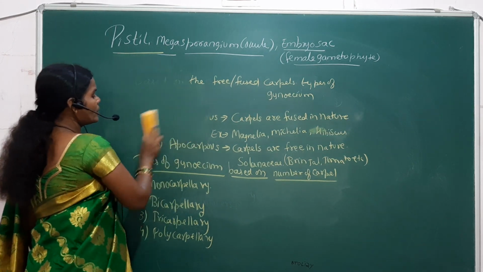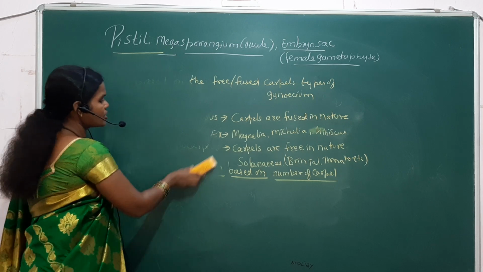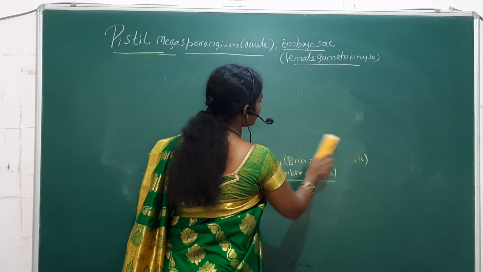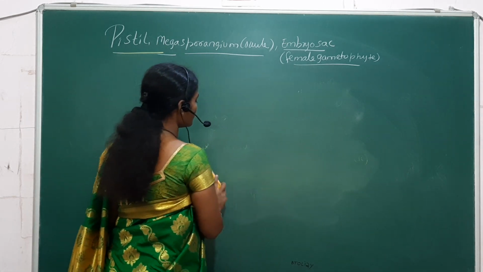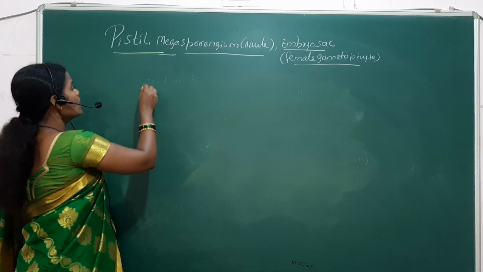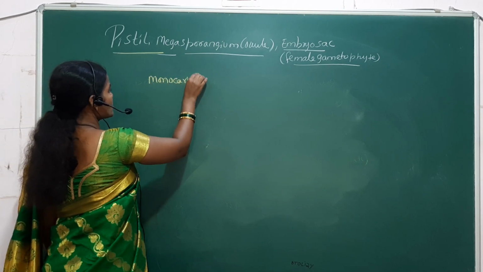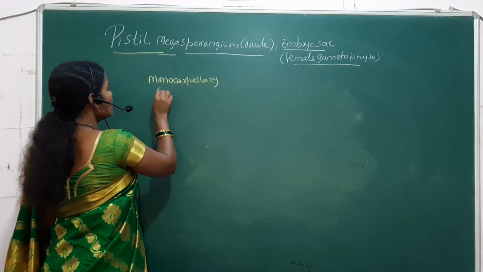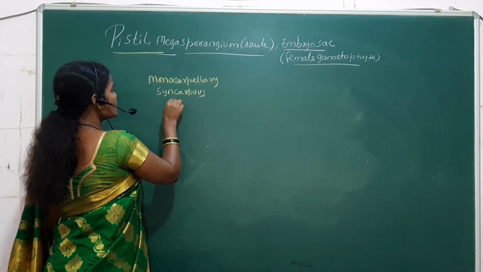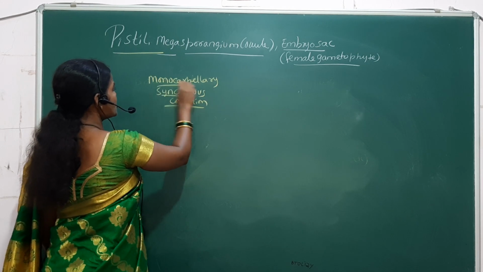Now next we are going to see what is the meaning of the multicarpellary syncarpous condition, then the monocarpellary syncarpous condition and the polycarpellary syncarpous condition. Now see here students, monocarpellary syncarpous condition.